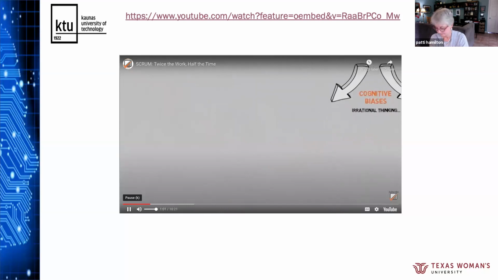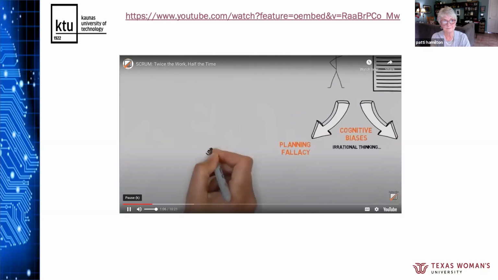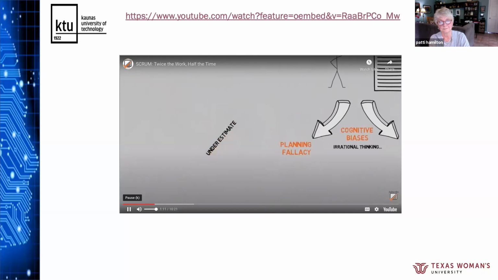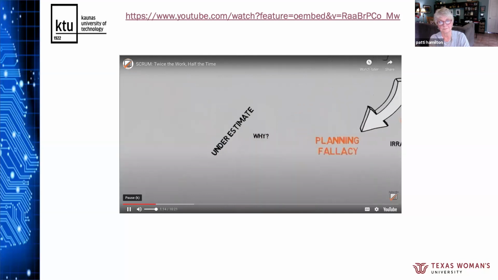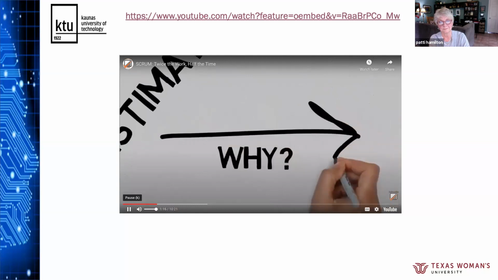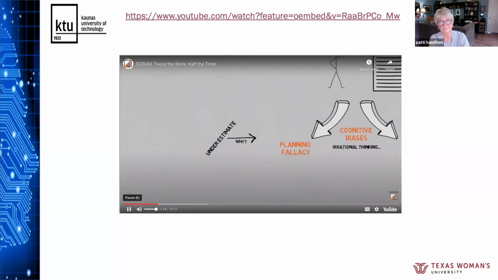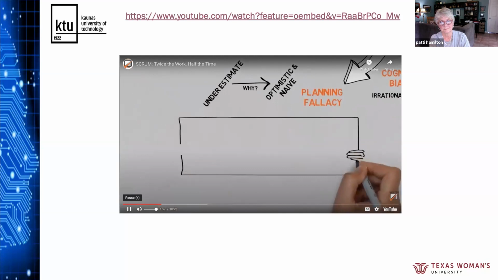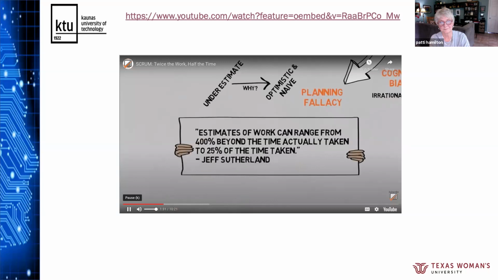The first one that we fall prey to when planning a project is the planning fallacy. The planning fallacy was first discovered in 1979 by Daniel Kahneman. The planning fallacy is the tendency to underestimate the time it takes to complete a project, simply because we vastly underestimate all the influential factors. We tend to be overly optimistic and underestimate a project even if we're aware of this phenomenon. Author Jeff Sutherland has seen this in many projects. He finds that estimates of work can range from 400% beyond the time actually taken to 25% of the time taken.